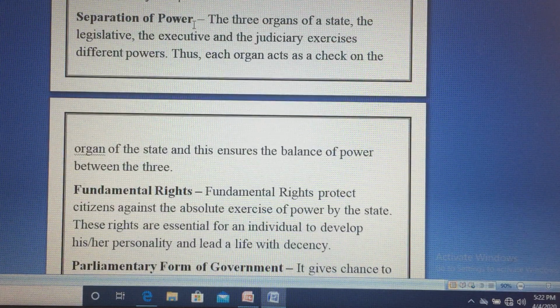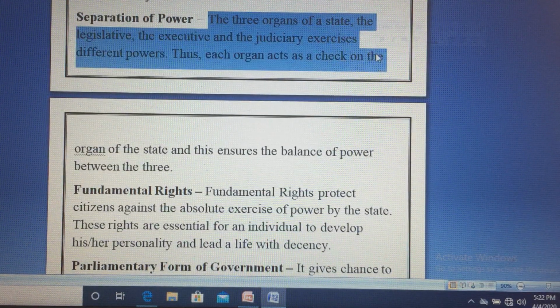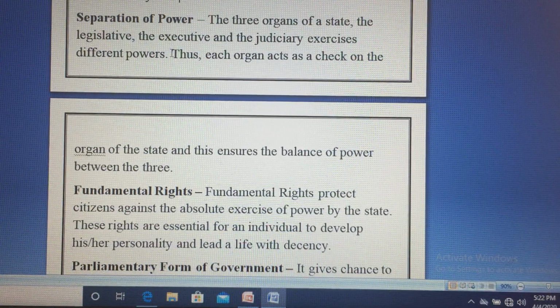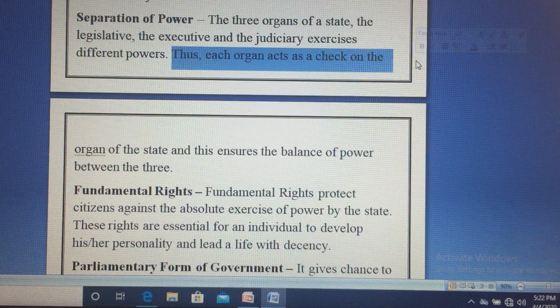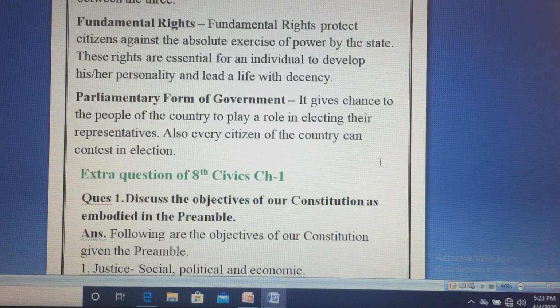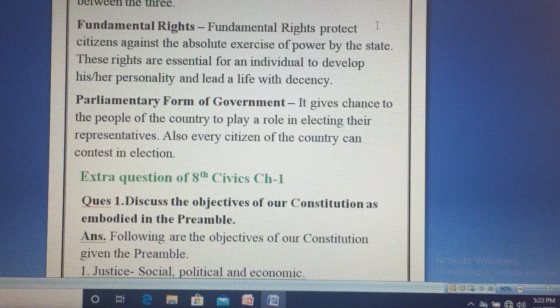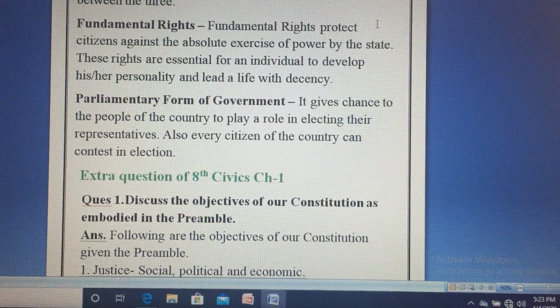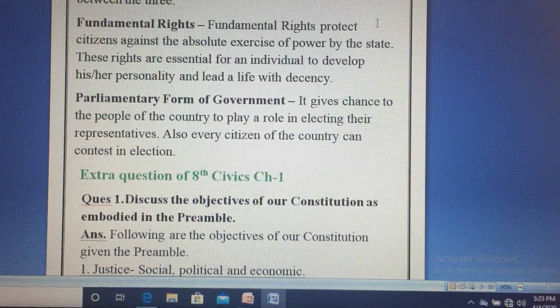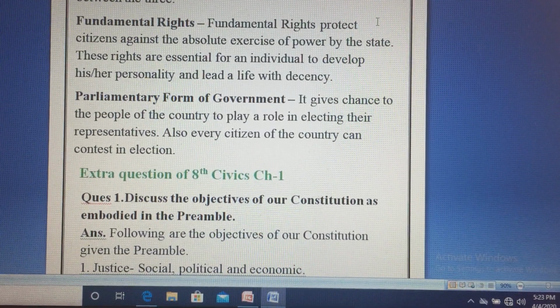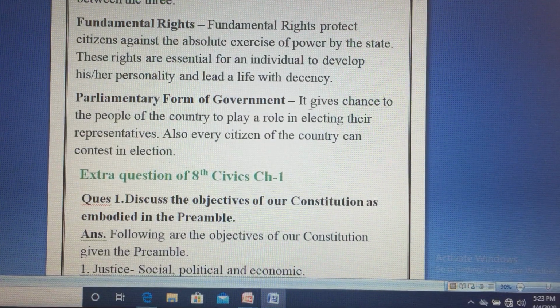Now next is separation of powers. The three organs of state, that is legislative, executive and judiciary, exercise different powers. Thus such organs act as a check on each other and ensure balance. And now fundamental rights, which we have already discussed. Fundamental rights protect citizens against the absolute exercise of power by the state. These rights are essential for an individual to develop his or her personality and lead a life with decency.